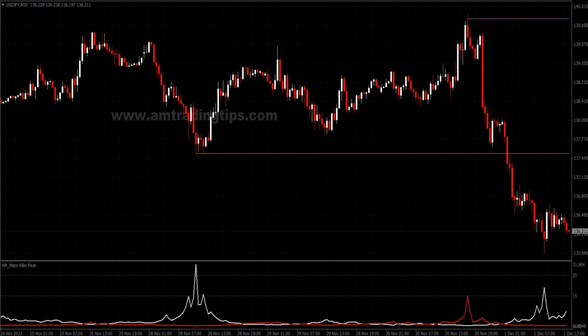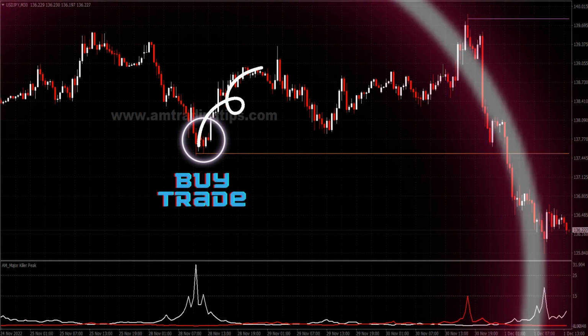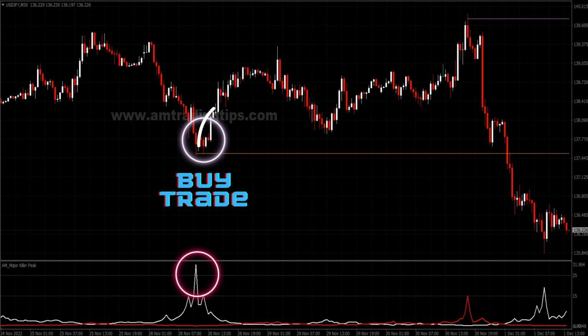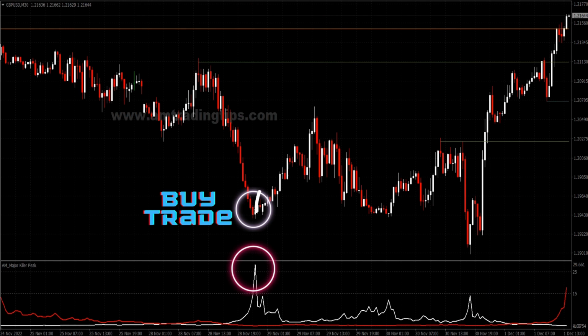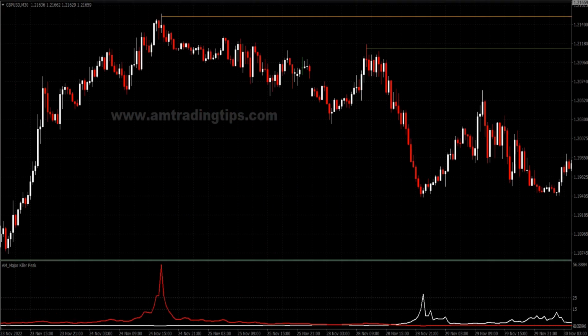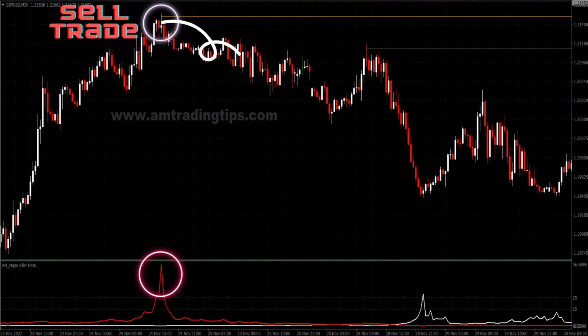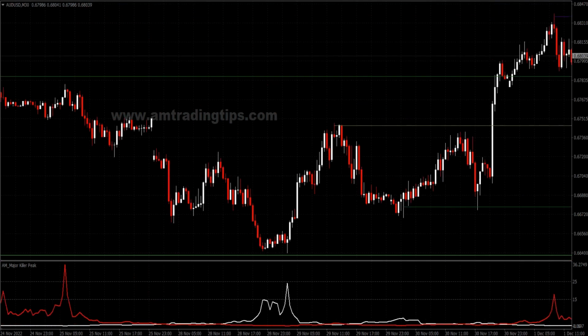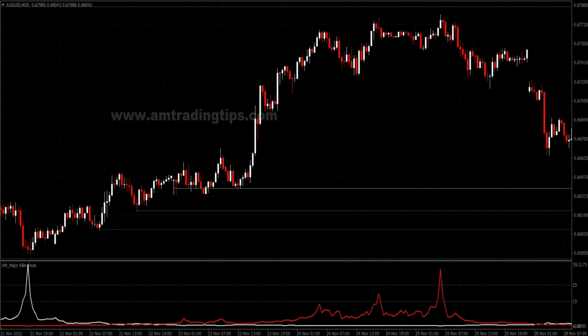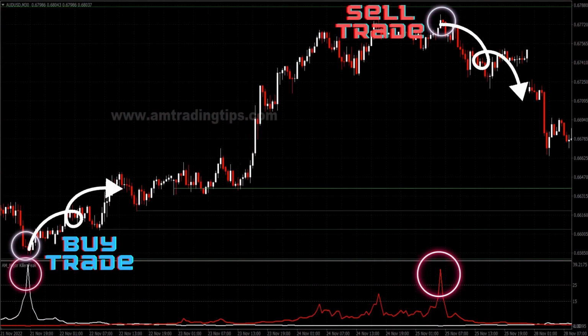Let us analyze the signals of other currency pairs to understand more closely. According to our trading rules, this is the perfect buy trade setup on this chart. According to our trading rules, this is the perfect sell trade setup on this chart. According to our trading rules, this is the perfect sell and buy trade setup on this chart.